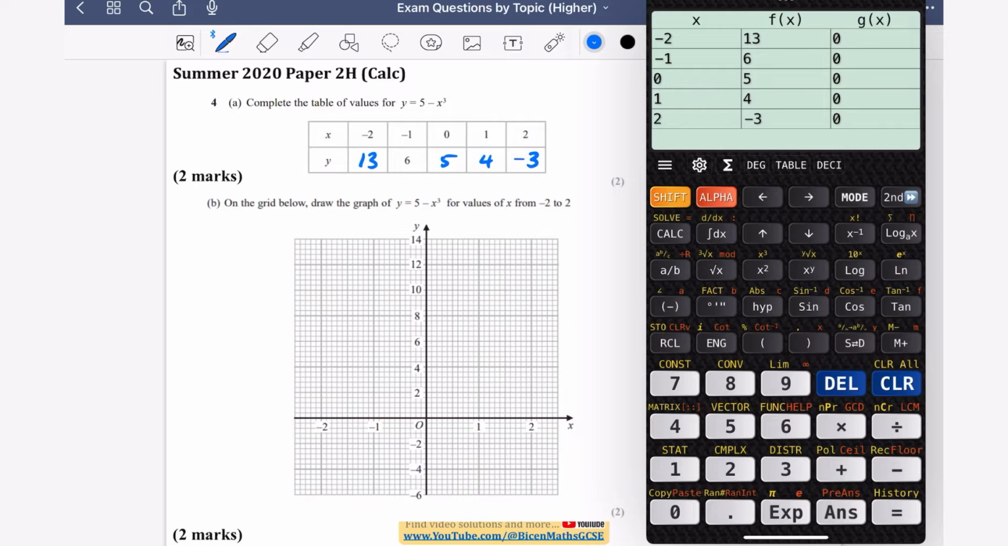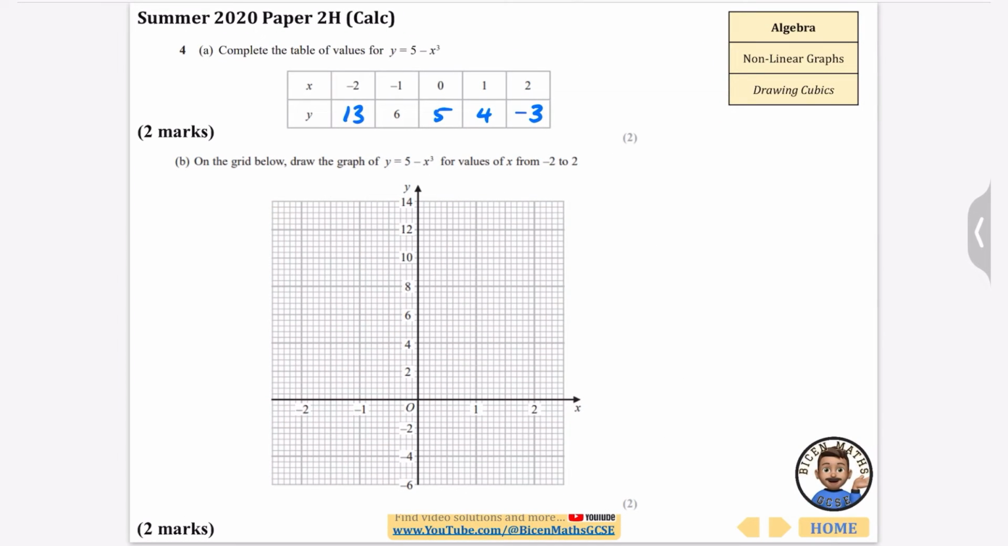So we're going to draw this in. We're going to have our minus 2 goes with 13, which is up here. Minus 1 goes with 6, 0 goes with 5, 1 goes with 4, and 2 goes with minus 3. So it's a cubic shape, which means it's going to have this kind of wiggle in the middle like that.